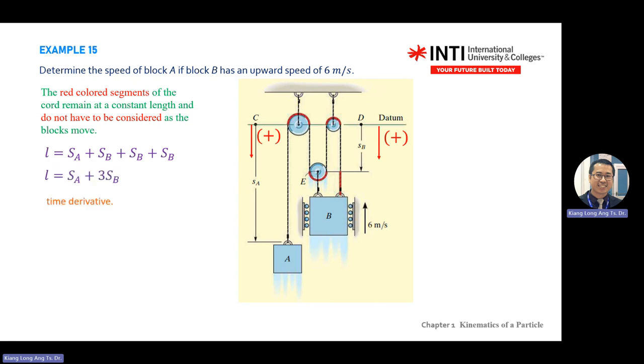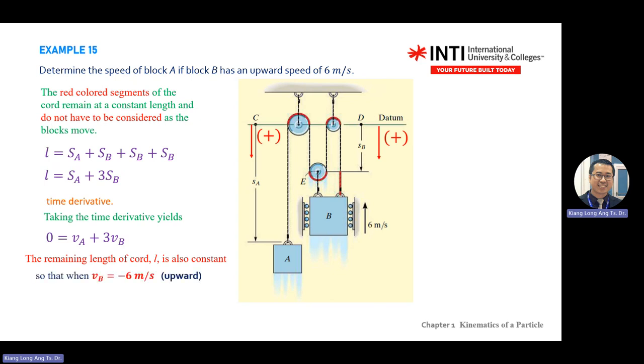Once you find the LT, you differentiate with respect to time. This one is zero, the total length doesn't change. SA becomes velocity, SB becomes velocity. Then you rearrange, depending on what you want to find. Normally we put VA at the left hand side, VB at the right hand side.